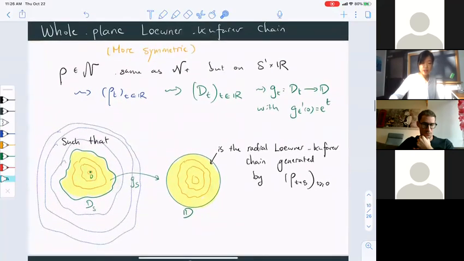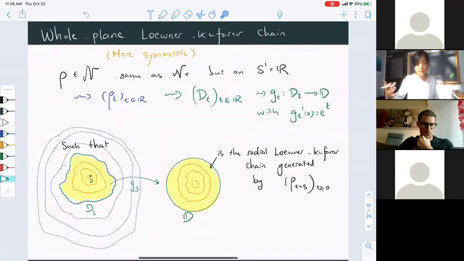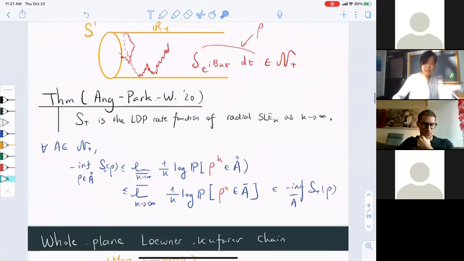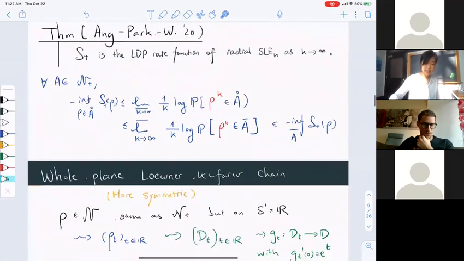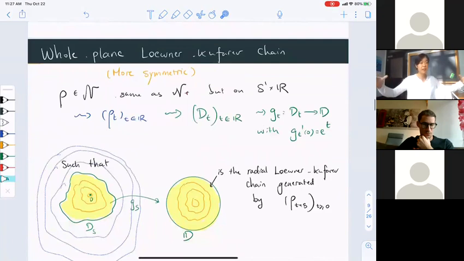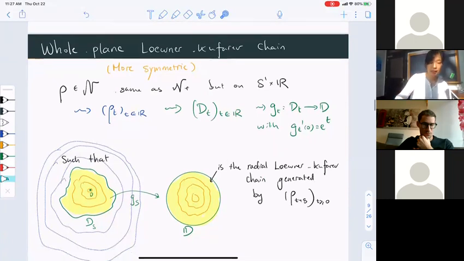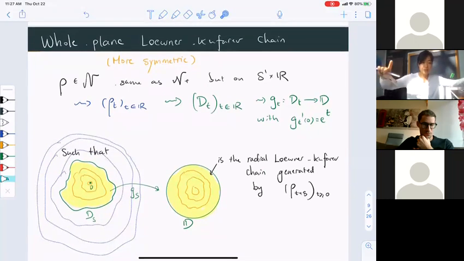For this, I'm going to give you a description in a more symmetric setup. So that is a whole plane Loewner-Kufarev chain. Before, we were looking at the Loewner-Kufarev chain in the unit disk, where you obtain a family of D_t, which at t zero is just the unit disk, and when t gets larger, you shrink towards the center. In the case of a concentric circle, you have really a concentric circle shrinking to zero.